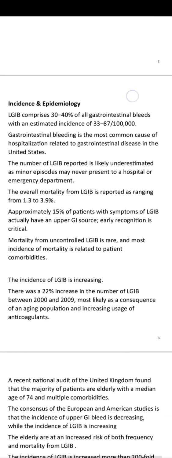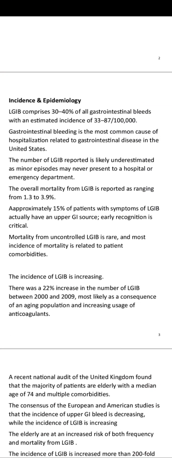Okay, let's move to the incidence and epidemiology. Lower GI bleeding is about 30% of all gastrointestinal bleeding, which means it is less common than upper GI bleeding. In general, bleeding from the gastrointestinal tract is the most common cause of hospitalization among gastrointestinal diseases.